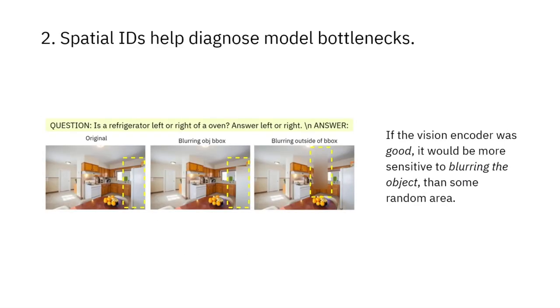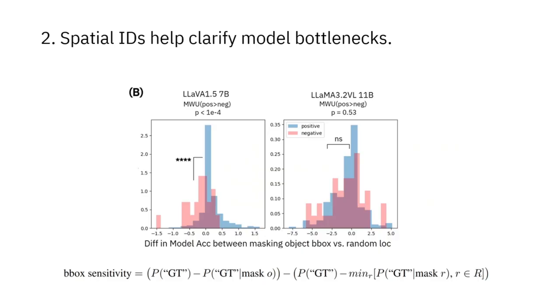To identify if the vision encoder is a problem, we can perform a bounding box blurring test. If the vision encoder was good, it would be more sensitive to blurring the object than some random area. Results from the blurring experiment show that the samples LLaVA got wrong were wrongly detected by the vision encoder, while Llama's vision encoder did not behave differently on the samples that the model failed on.